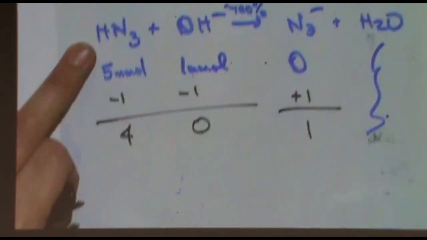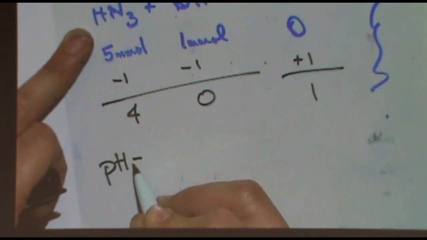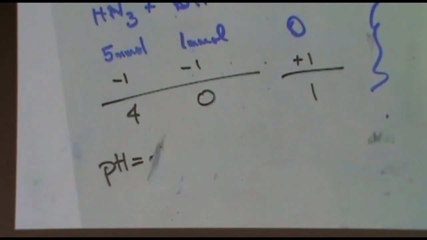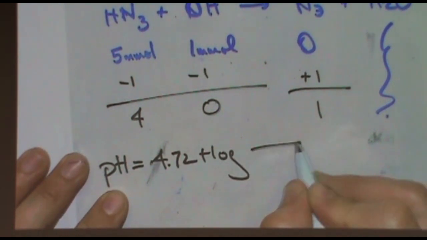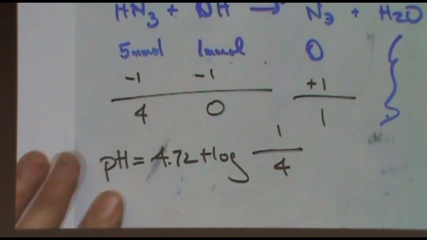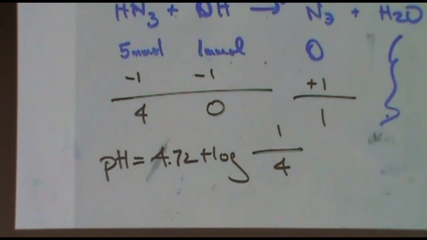So now it's the Henderson-Hasselbalch. pH equals pKa, which is in the table. Go back to the table. Or you can take the negative log of the Ka, but that's too much calculator use. I don't want to wear out my fingers. So that is 4.72 plus the log of the base 1 over the acid 4. Is that all right? Okay. Yes. Did I miss something?